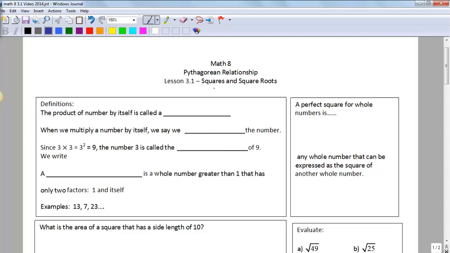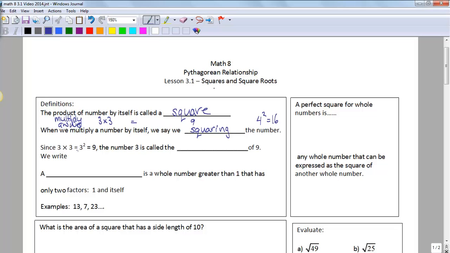So the first one: the product of a number by itself is called a square. What that means, a product, remember that's multiplying, of a number by itself. For example, this would be 3 times 3. The product is the answer of this question, so we would say that 9 is the square of 3. When we multiply a number by itself, we say that we're squaring the number. You may have heard that before. If you square 4, 4 to the exponent 2, you get 16.